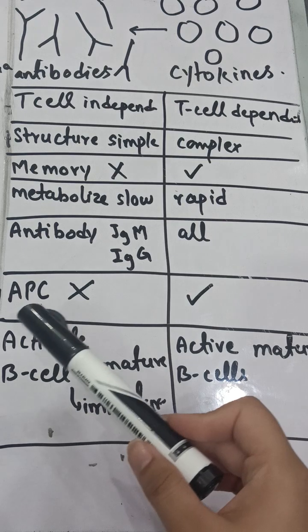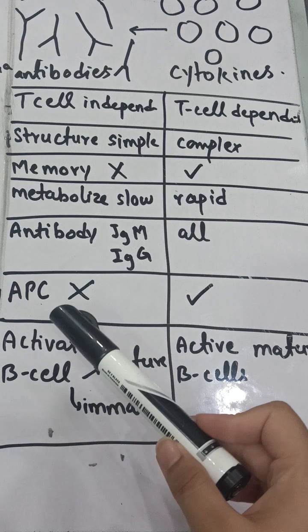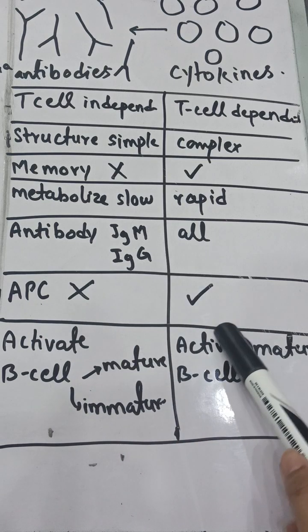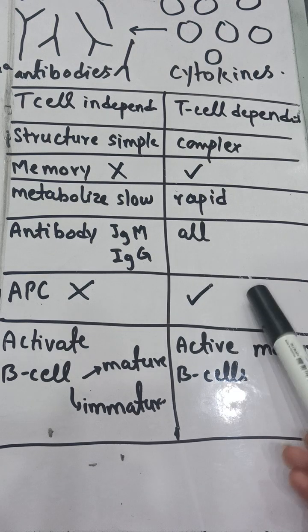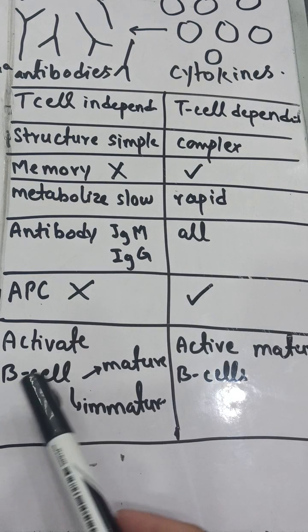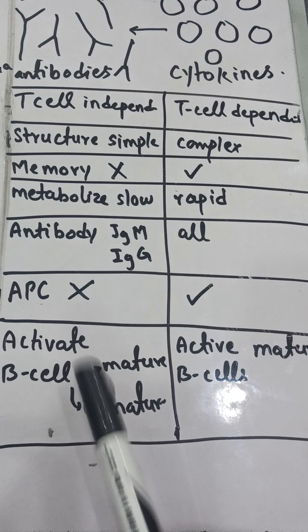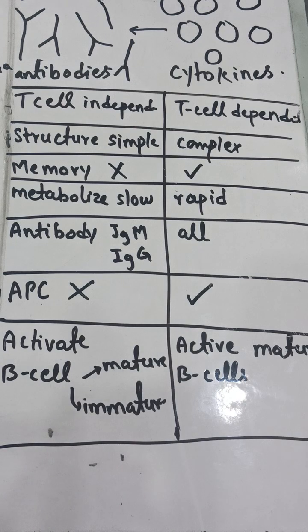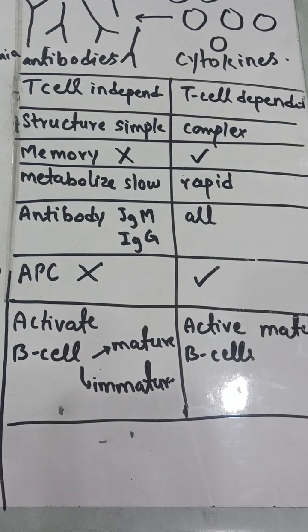There is no need for antigen presenting cells in this case, but antigen presenting cells are needed in that process. They activate the B cells, which are mature or immature. Now let's discuss when the B cell is mature and when the B cell is immature. Actually, after the production of B cells and after getting signals from the cytokines, these B cells go to your lymph nodes, and here they get mature. So I am writing it down here.